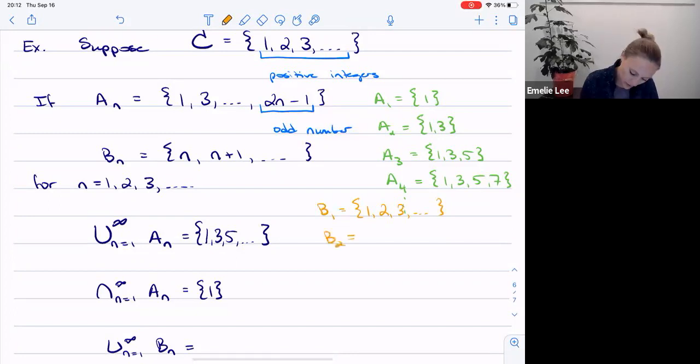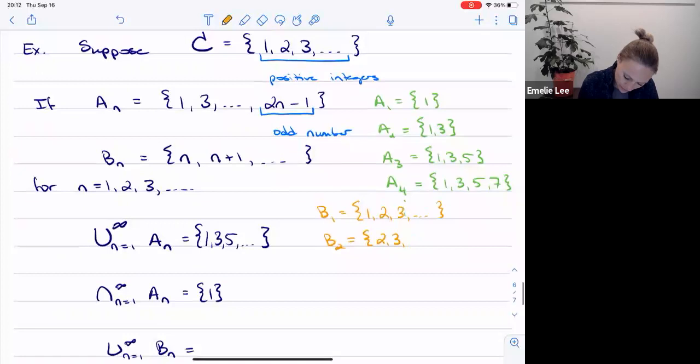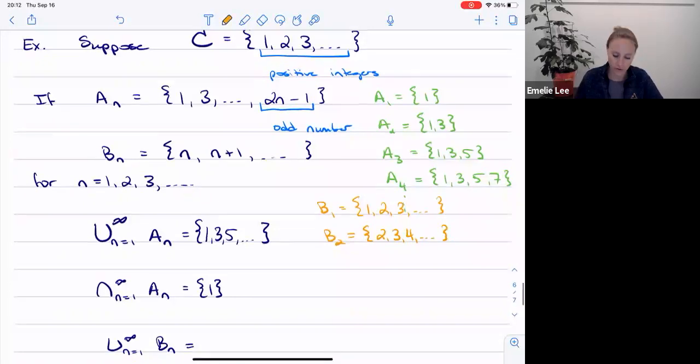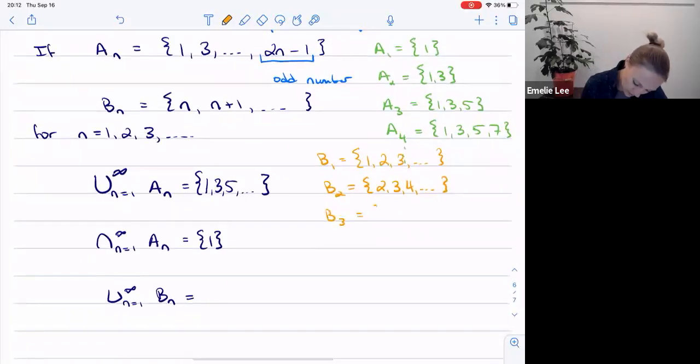What's B2? B2 starts at 2 and then goes 2, 3, 4, 5, 6, 7, 8, 9, 10, right? Right, and they're all going to go to infinity. How about B3? Well, if n is 3, then we start at 3 and then we go to 4 and then we go to 5. Keep going, right? And so on and so forth. So now we have a pretty good idea of what this looks like, right?